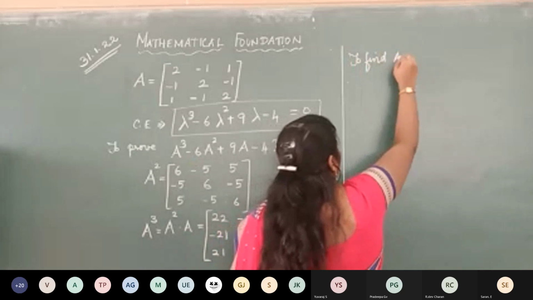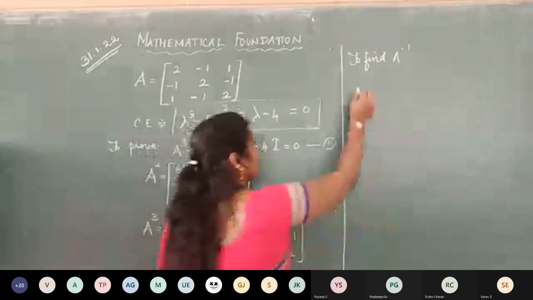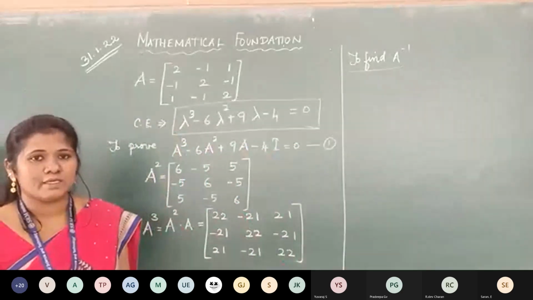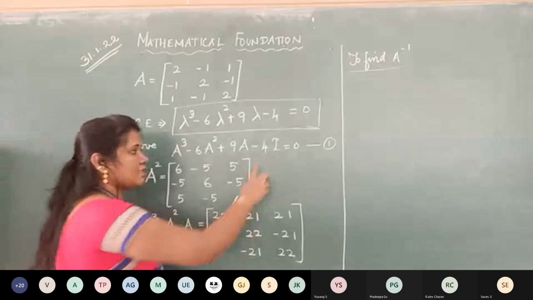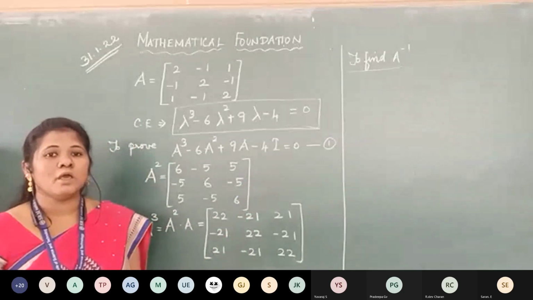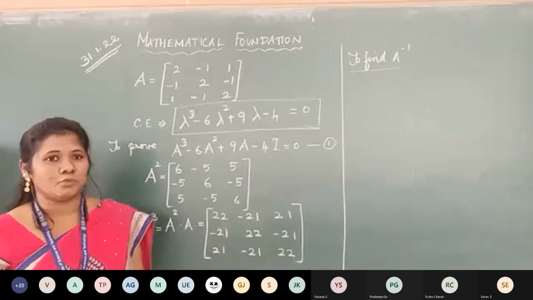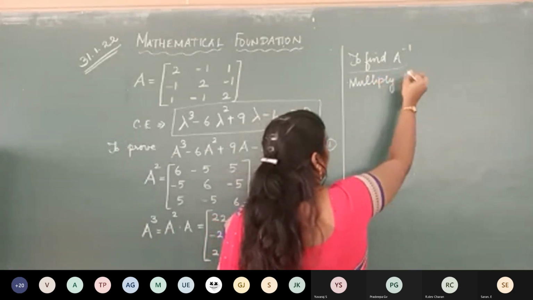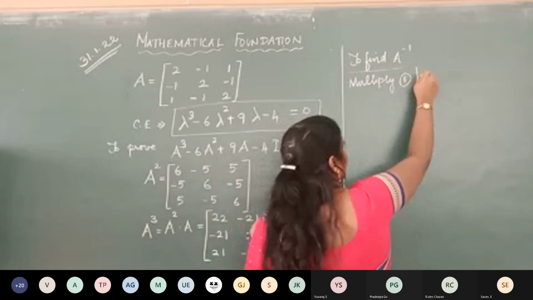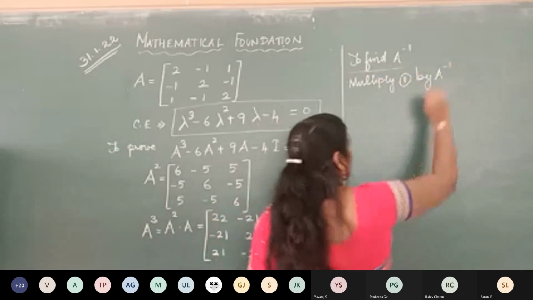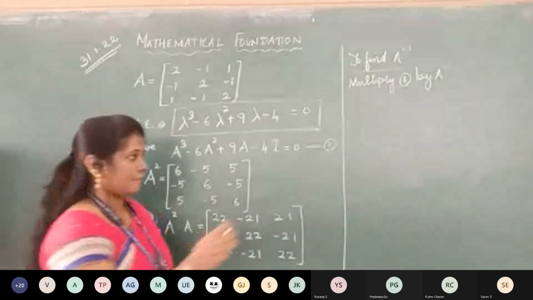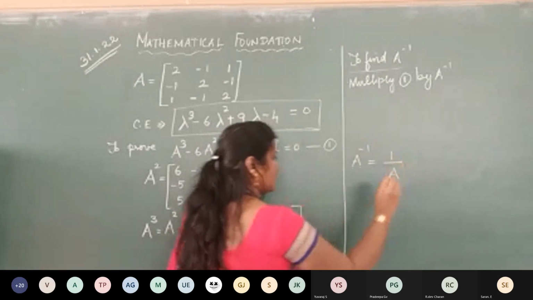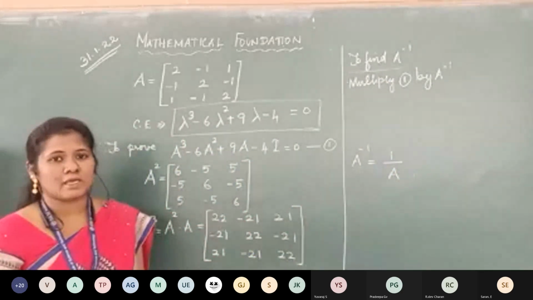Now listen, then I will tell you. We're going to find your A inverse. How do you find this A inverse? You multiply the first equation, that is your characteristic equation, with A inverse. What is the implication of A inverse? It is nothing but 1 by A. Your 1 by A is written as A inverse.